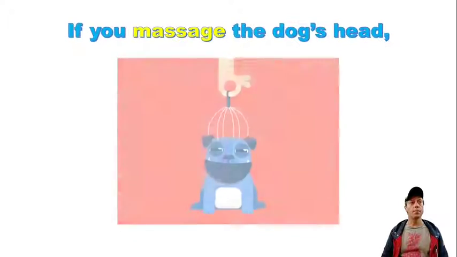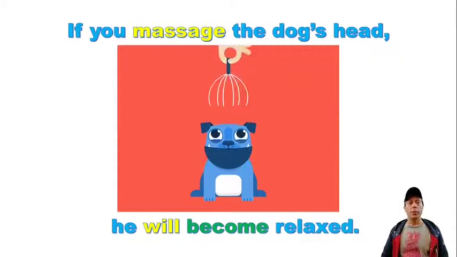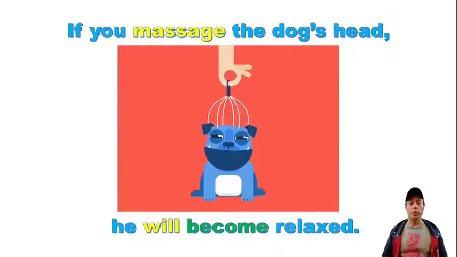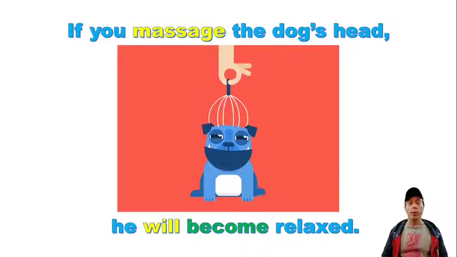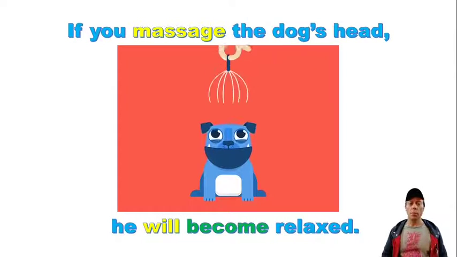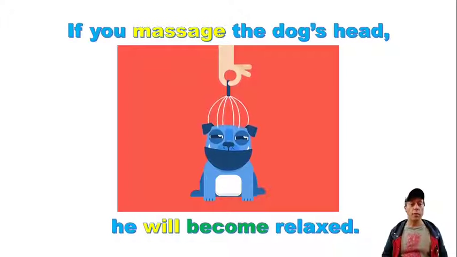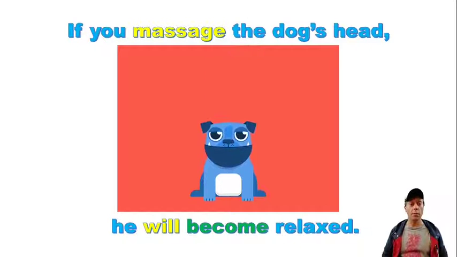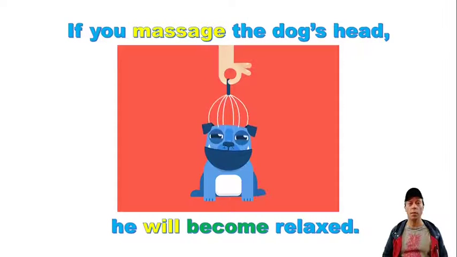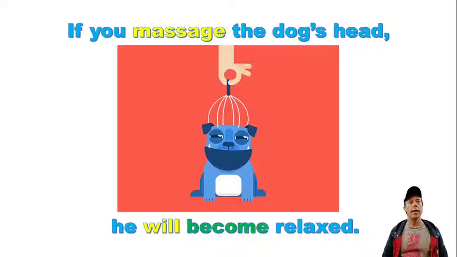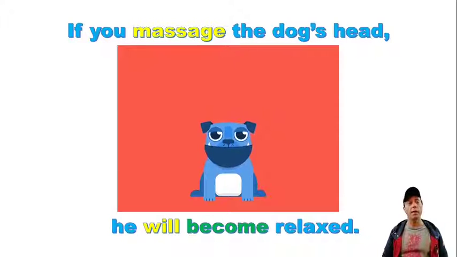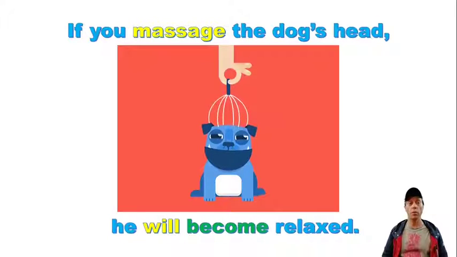For example, in a real situation, if you have a dog, and you massage the dog's head, he will become relaxed. This is a general truth, but I'm talking about the situation right now to a friend in a time and in a place. I'm not talking generally about the dog. I'm talking, for example, at 4:30 p.m. on Saturday afternoon to my friend in a real situation. And the chance of this happening is very high. I know it's high because I know the dog, for example.